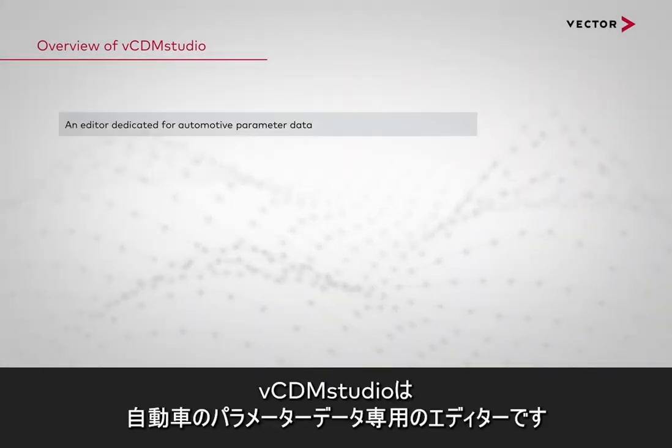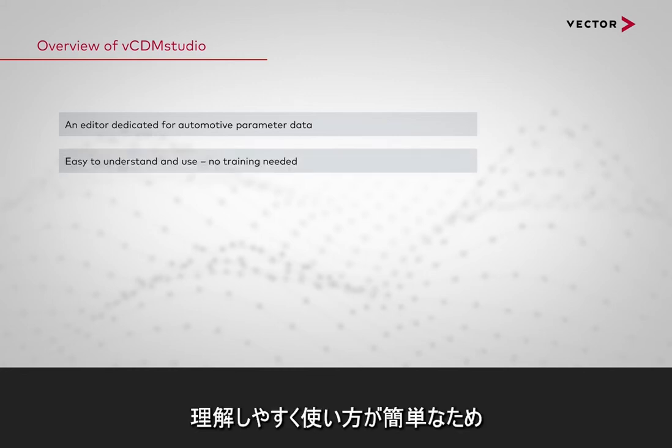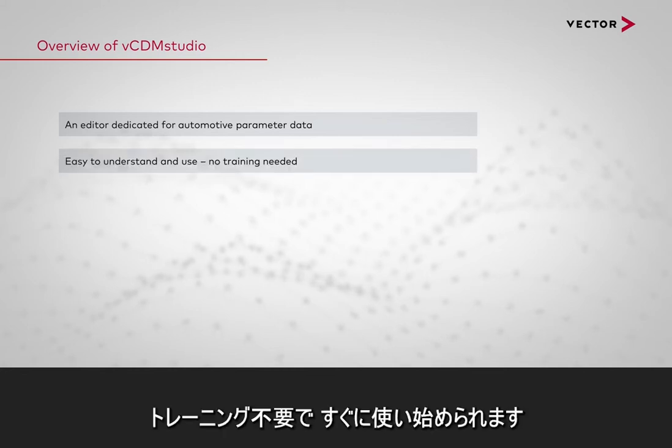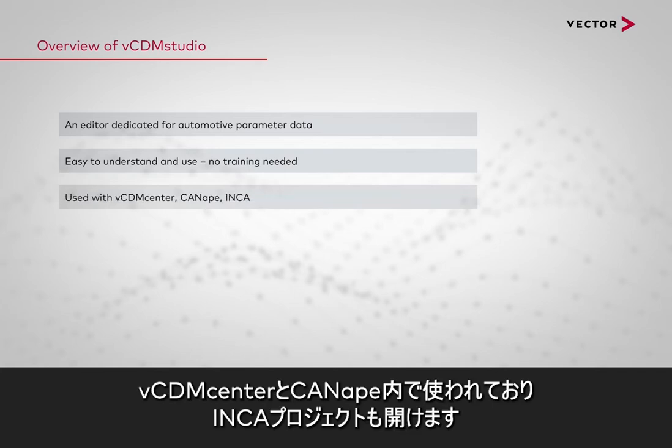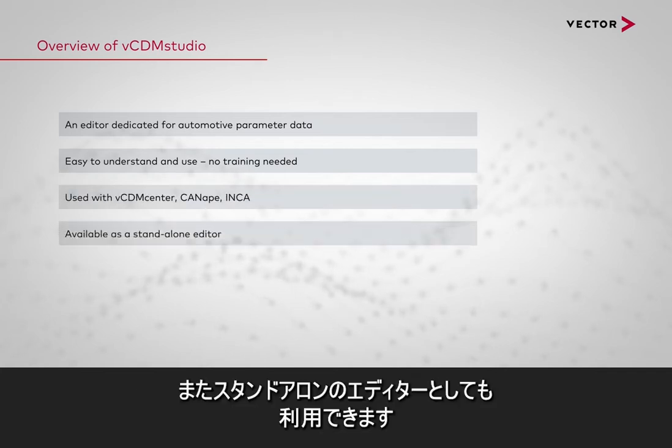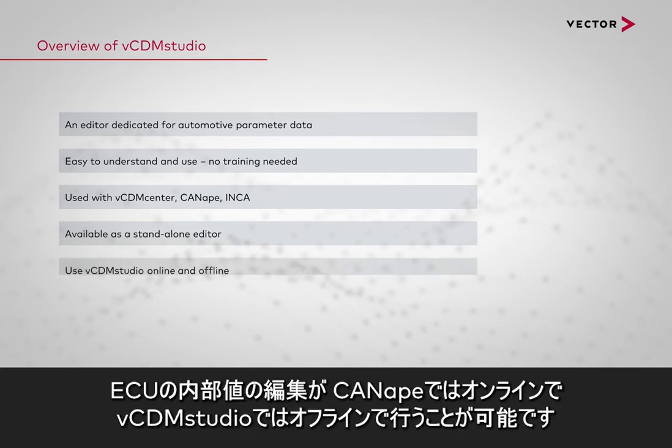vCDMstudio is an editor dedicated for automotive parameter data. The tool is easy to understand and use, therefore there's no training needed. You can directly start working. It's used within vCDM Center and Canapé and can open Inca projects as well. vCDMstudio is also available as a standalone editor. You can use vCDMstudio online with Canapé and offline with an ECU.